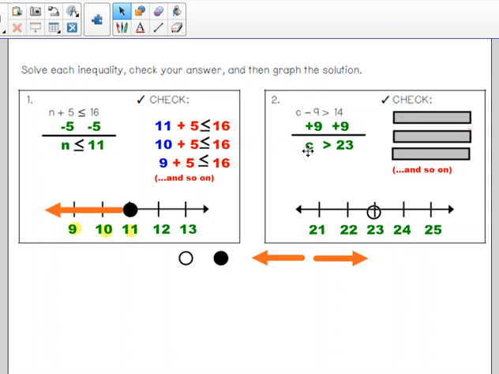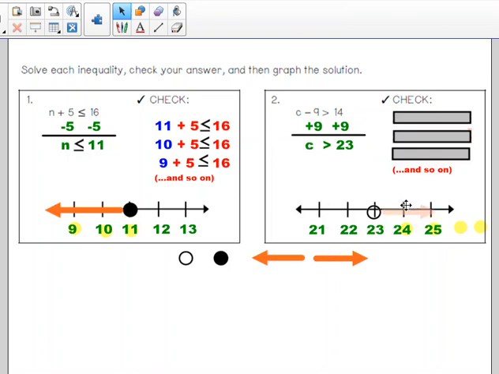And I want all the values that are greater than 23. So think about which ones those are. Okay, we've already established it cannot be 23, but it could be 24, it could be 25, it could keep going, it could be 26 or 27. So that's our solutions for C, all the numbers that are greater than 23.